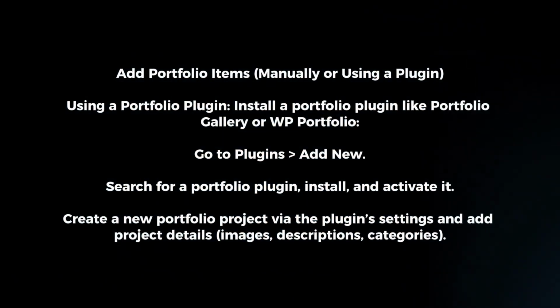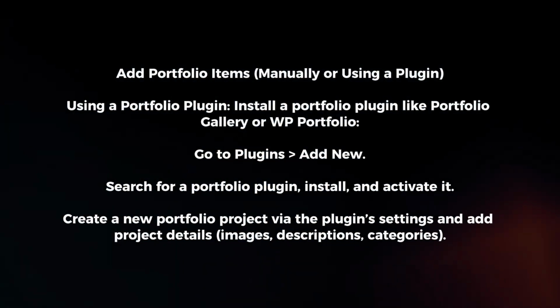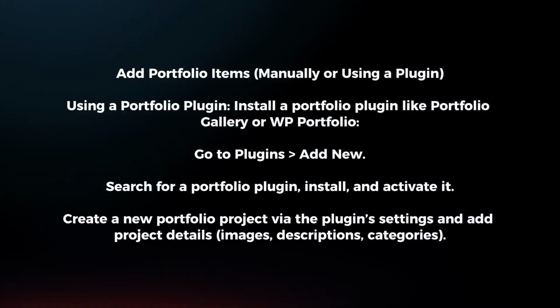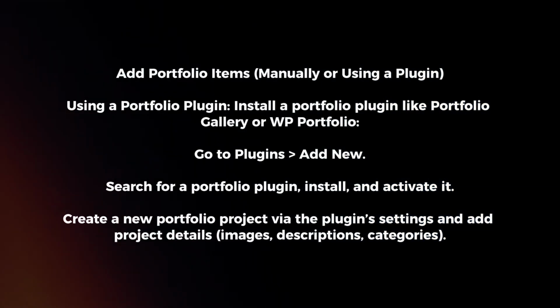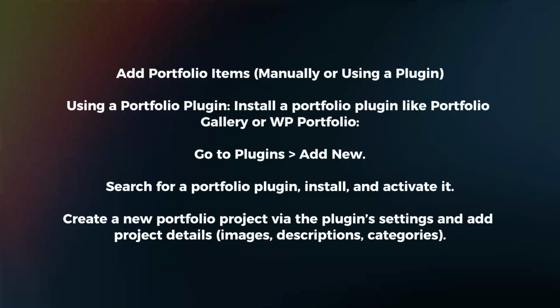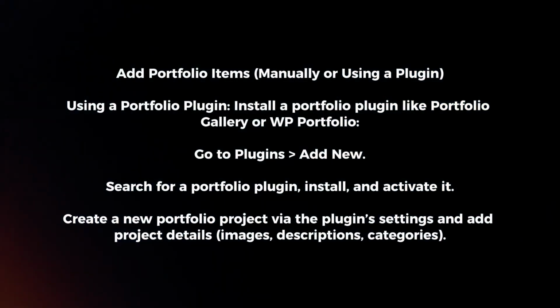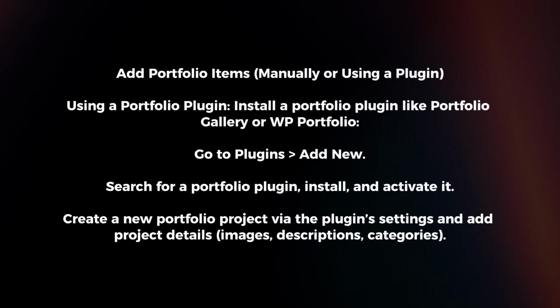Add portfolio items using a portfolio plugin. Install a portfolio plugin like Portfolio Gallery or WP Portfolio. Go to Plugins, Add New. Search for a portfolio plugin, install and activate it. Create a new portfolio project via the plugin settings and add project details.